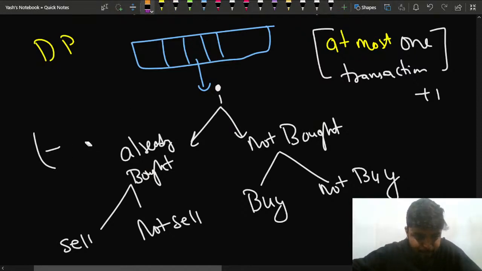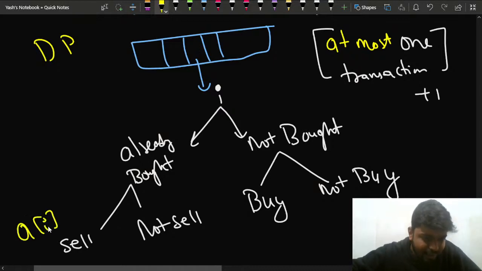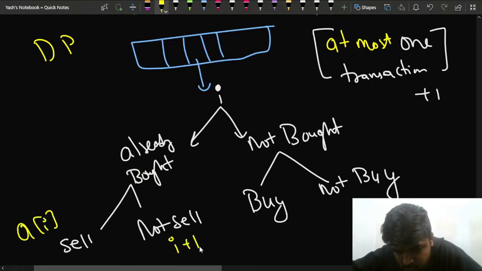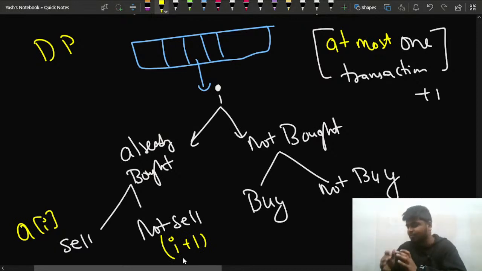So if I sell it on this particular day, what will I do? I'll sell it at the price a of i. If I don't sell it, I'll move to the i plus 1 day, having bought it, and I'll go to the next day with this particular situation. So I'll have all these 4 situations on the next day as well, where I'll be checking.